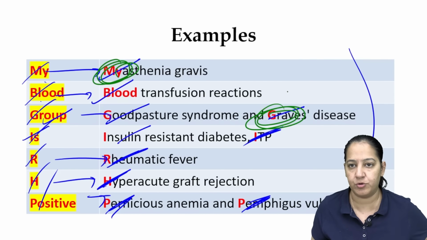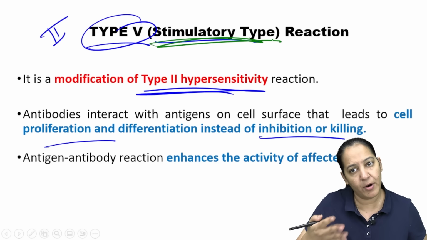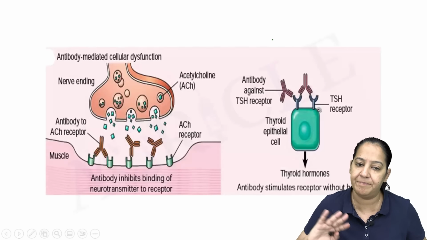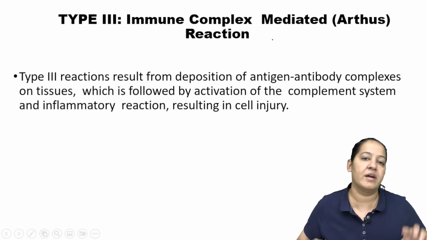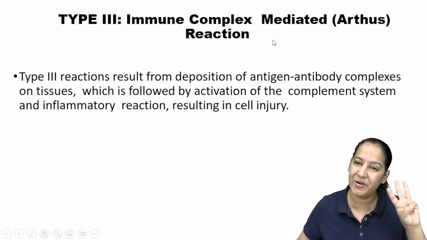If not given, go with type 2. So basically type 5 is a special type of type 2, which is stimulatory type. So antibodies, instead of inhibiting or killing, are stimulating them. That's it. We are done with type 1, type 2, and type 5. Now coming to type 3 and 4.